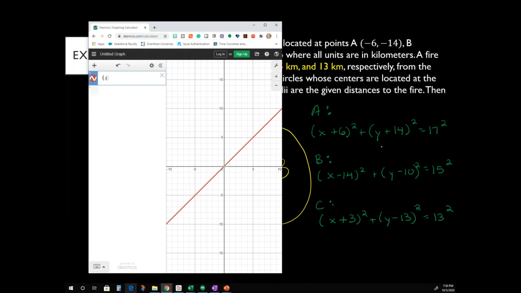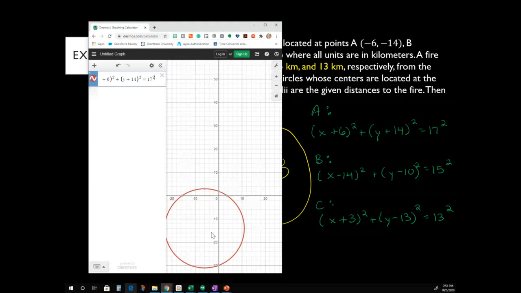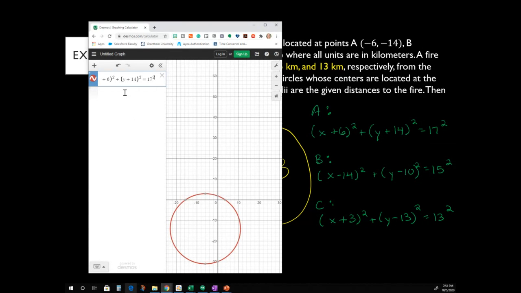So parenthesis x plus 6, parenthesis, and then I can get a shortcut to an exponent by using the caret symbol, which is above the 6. So you hit Shift 6, and that gets you up in the exponent. And then I hit an arrow to get out of there. Plus (y + 14) squared equals 17 squared. I'm going to zoom out so you can see our first circle. Now I'm going to put in the second one.